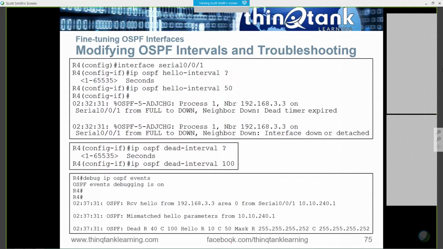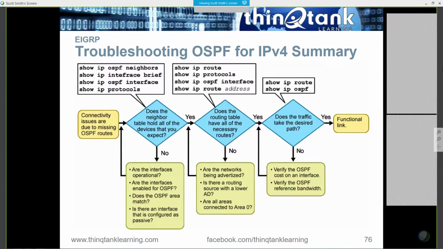Troubleshooting OSPF, pretty much the same thing. Make sure the interfaces are up and running. Are the interfaces, network statements, including the interfaces, do the areas match? Or do you have passive interface configured? Are all the areas connected to 0? We can't have areas that are not connected to area 0 if we have multi-area OSPF.